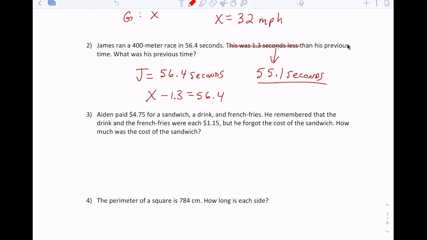Connor, do you have a question? Yeah, I'm just not understanding. I'm trying to figure out what the previous time was. Right? We don't know what the previous time is, but we know this time is 1.3 less than that. Oh, okay.